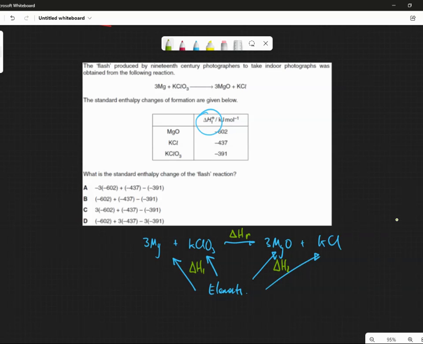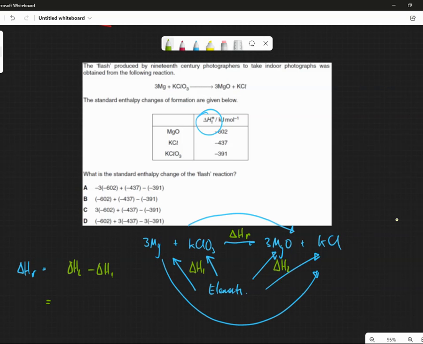Now, according to Hess's law, going from here to here must be the same as going from here to here and then up to here. That's a conservation of energy thing. So delta HR, the top route, must be the same as going the bottom route. The bottom route is minus delta H1, because I'm going against the arrows, plus delta H2. And this is the way we write that.